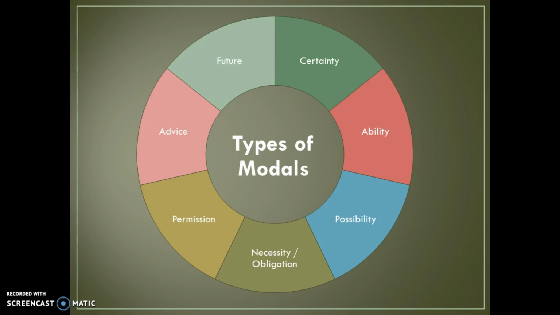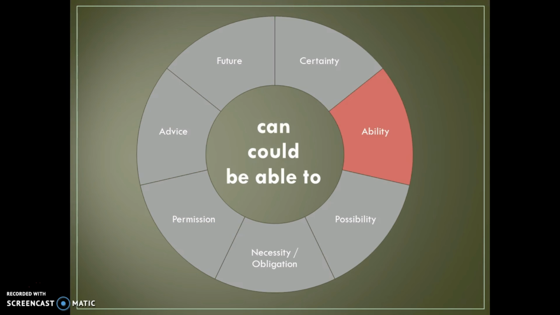Modals are used to communicate these different things in a sentence. And now we'll look at each different type and see which modals are used to communicate each meaning. So, with certainty, we would use modals like must and should. For ability, we would use can, could, or be able to. Possibility, we would use may, might, or could.